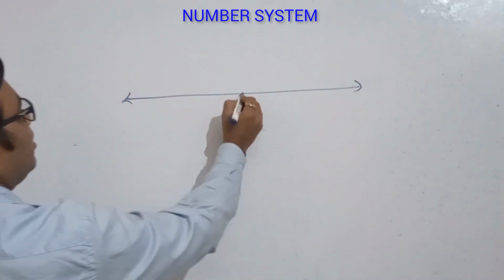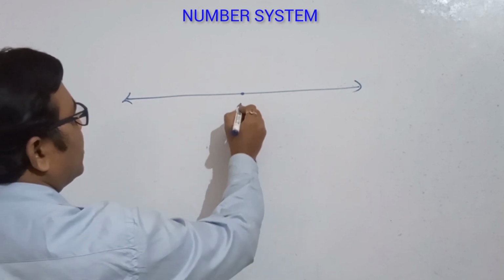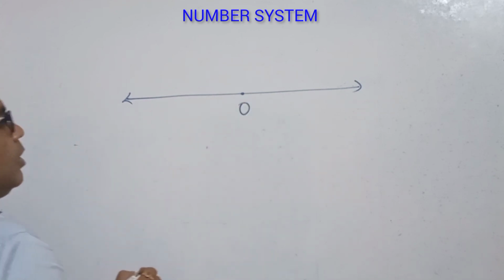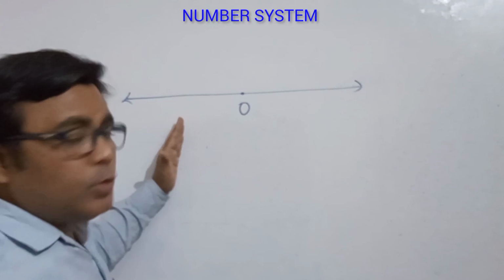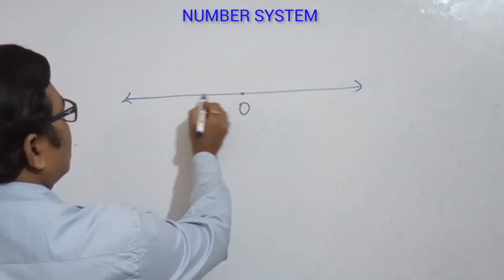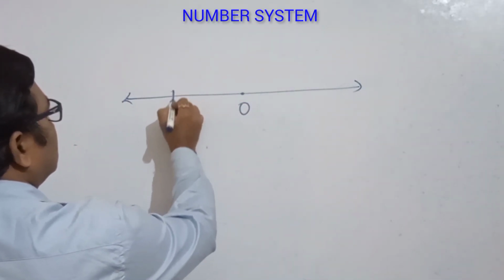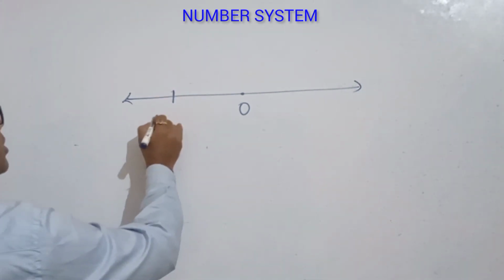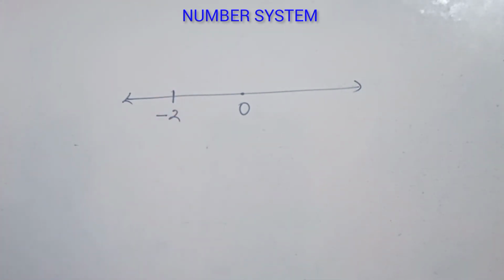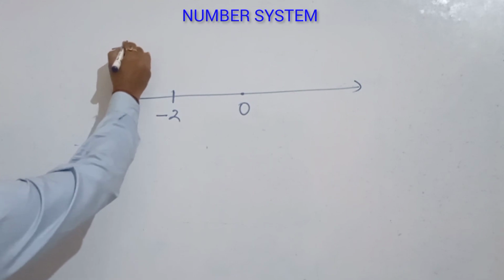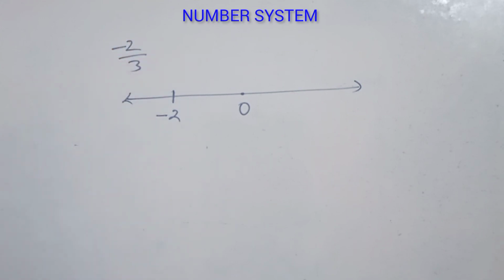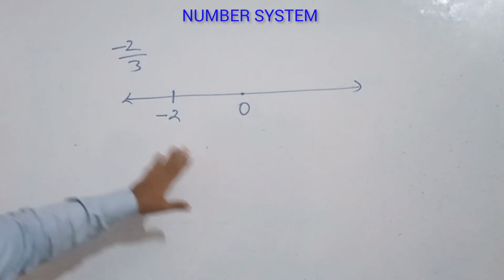First, we will draw a line where we take a point to represent 0. Now, on the left side of 0, suppose that this point represents minus 2. Now, we have to represent minus 2 by 3. So, what can we do?